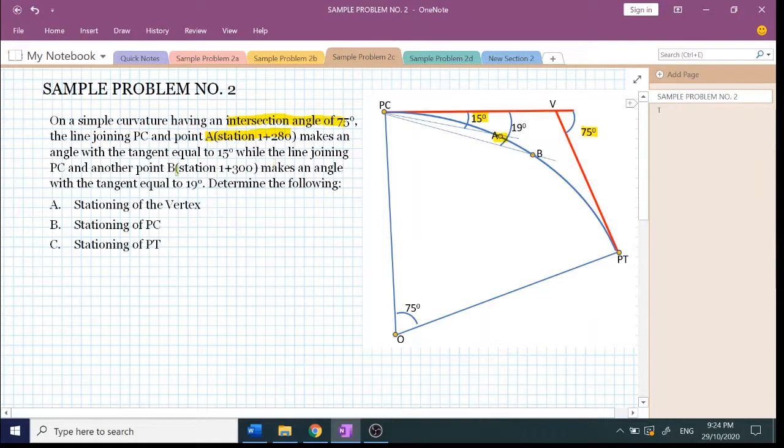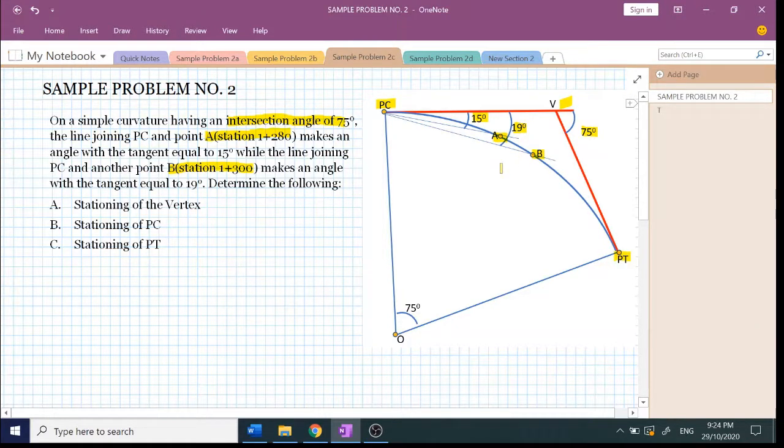And then there is another point B on the curvature stationing at 1 plus 300. Ito yung point B na yon. Ang stationing niya is given at 1 plus 300. At ang sabi dito, this line, the line joining PC and the point B, makes an angle of 19 degrees. Ito yung 19 degrees na tinutukoy. Okay? And then from there, we are required to determine the stationing of the vertex, stationing of the PC, and stationing of the PT. So how are we going to solve the problem?